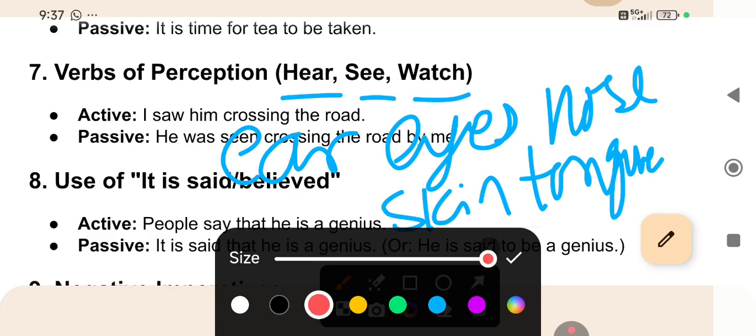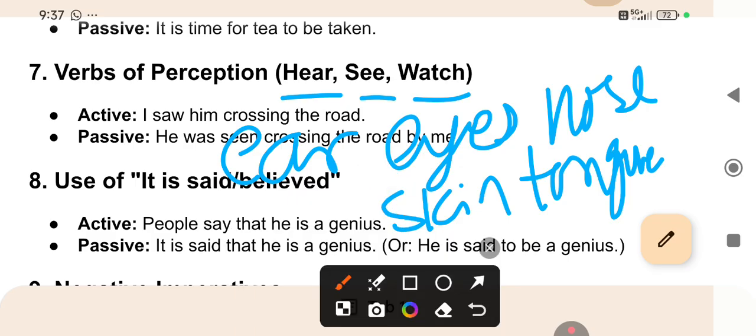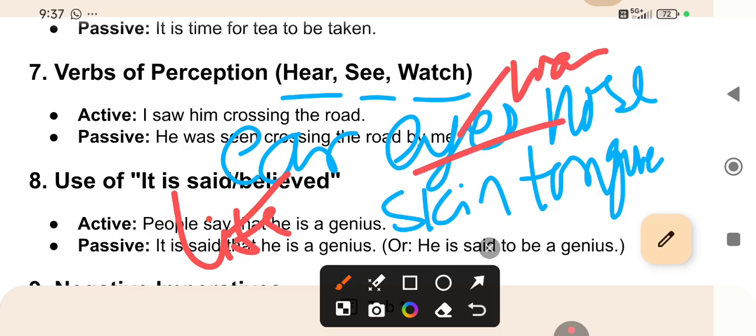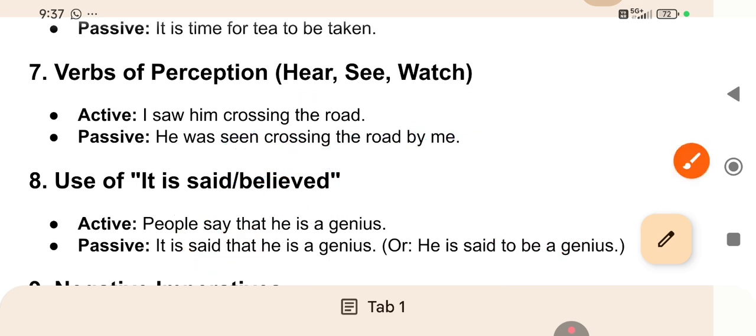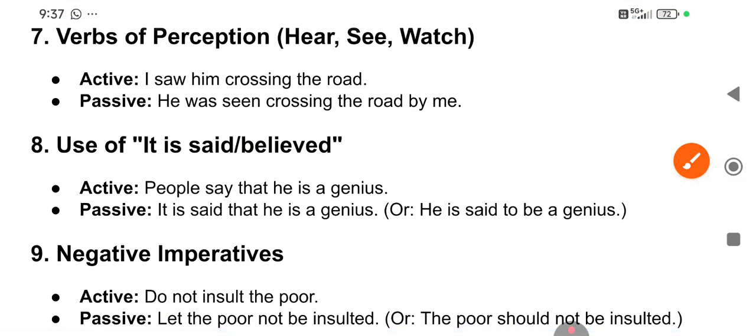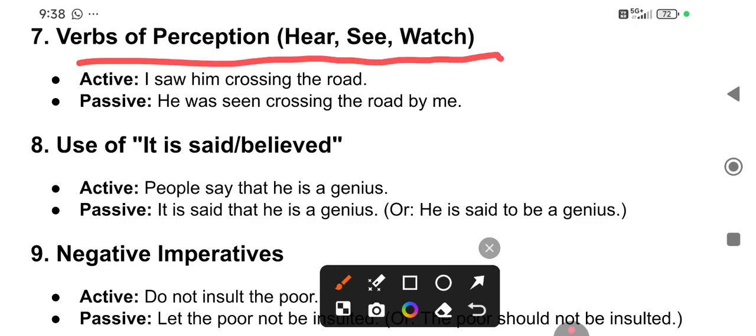So here are the five sense organs: listening, watching, smelling, feeling, and tongue taste. Such verbs are called verbs of perception, through which we perceive and understand the world. For these types of sentences where a verb of perception is used, what are the changes?